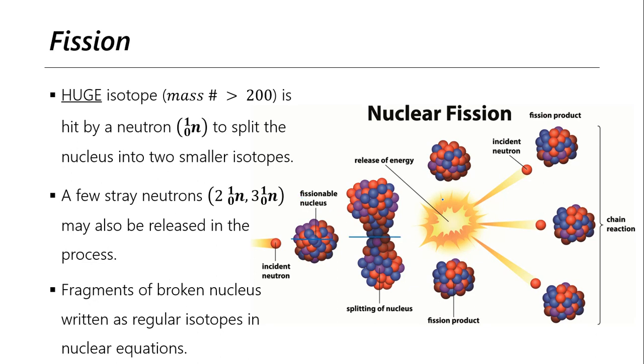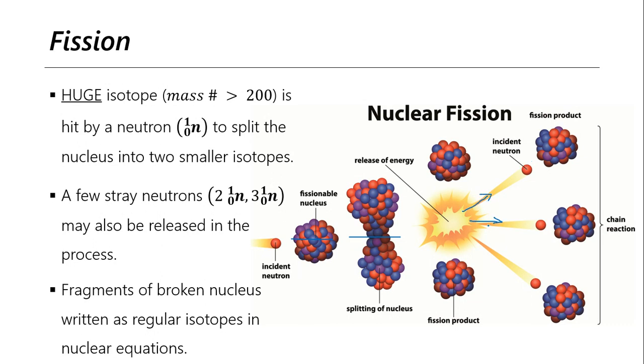So we break it into two smaller isotopes. Sometimes they're similar in size, sometimes one's a little bit bigger than the other, but in any case, we break it apart. We smash this nucleus into two separate pieces. Typically we also wind up with a couple extra neutrons that fly out of here.